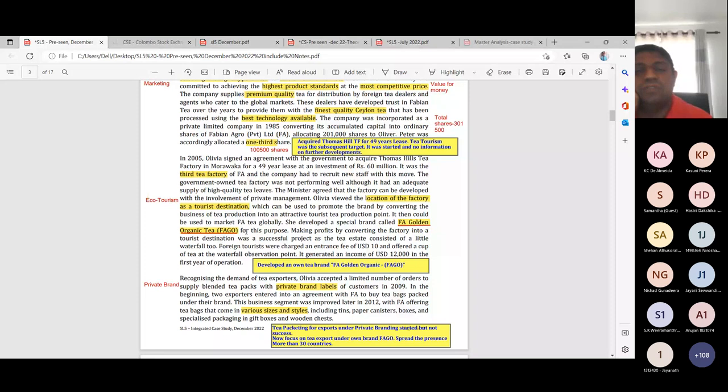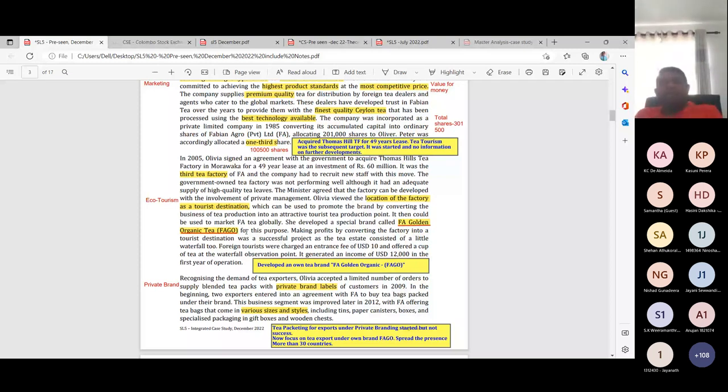The company had to recruit new staff with this move. The government-owned tea factory was not performing well, although it had an adequate supply of high-quality tea leaves. The minister agreed that the factory could be developed with the involvement of private management. Oliver viewed the location of the factory as a tourist destination.